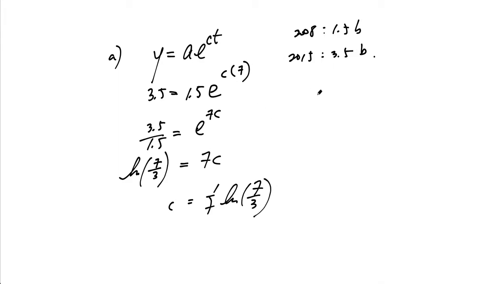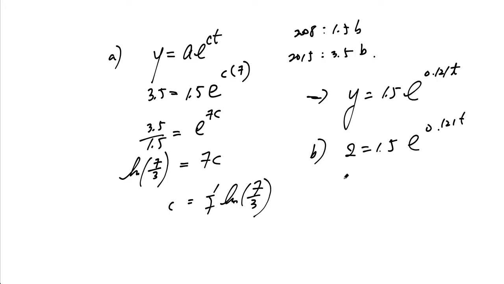Okay. So your full equation here is y is equal to 1.5 e to the power of this. So this is actually accurate to 3 decimal places. All right. So for part B, it's asking, well, how long will it take for this to become 2?